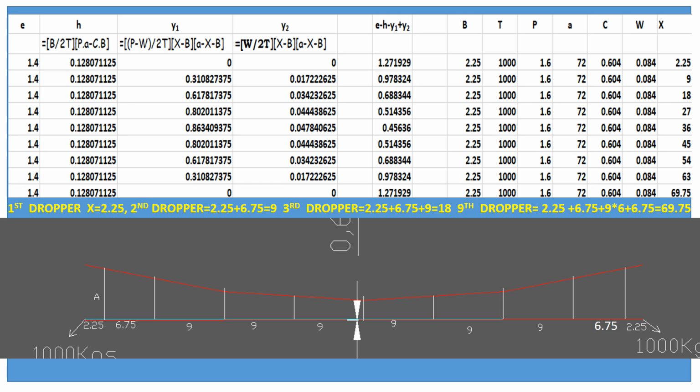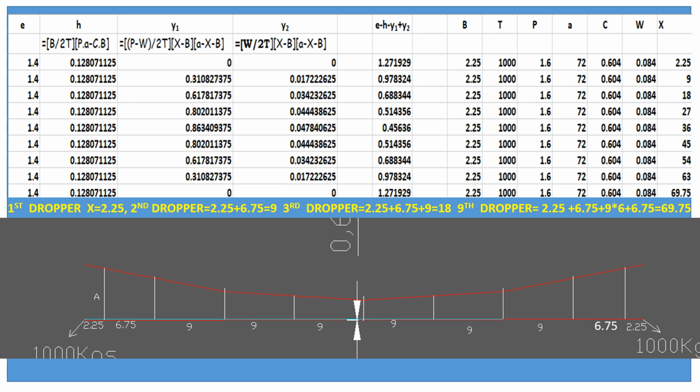Then W I have told you already. How it is coming: 0.084 is for 72 meter span, and for other spans it is span squared divided by 72 squared into 0.084. And the X value: first dropper is 2.25, second dropper 9. In this way you can put the value of X. In this way I have found out for 72 meter span the dropper length in the Excel sheet. You put the calculation in the Excel sheet and find out the dropper length.